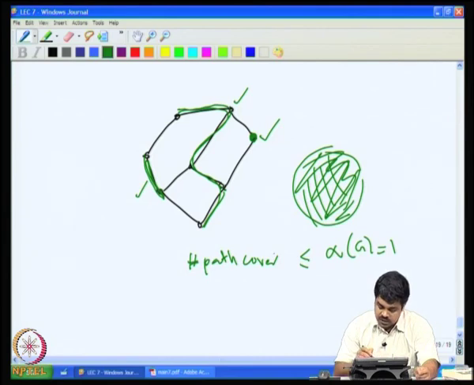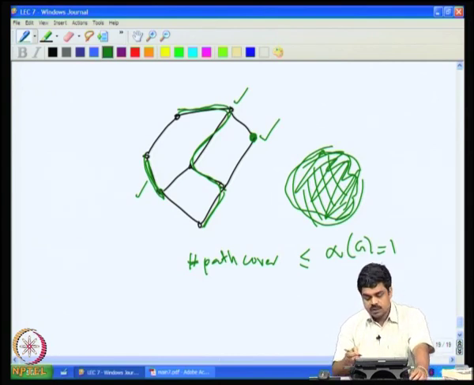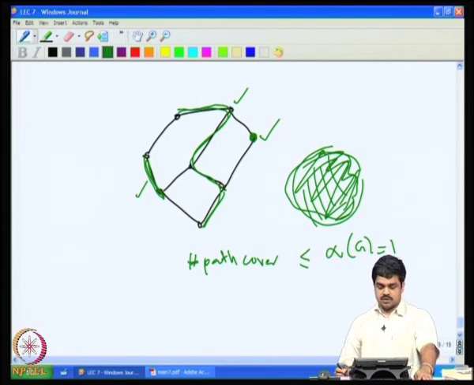So the number of paths in it is just 1, because 0 is not possible. So of course you can get a Hamiltonian path. If you have a Hamiltonian path, then definitely we know that the cardinality of the path cover is 1, because just one path is enough, right?